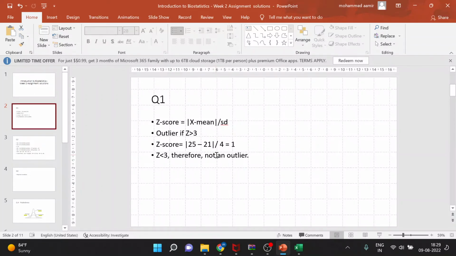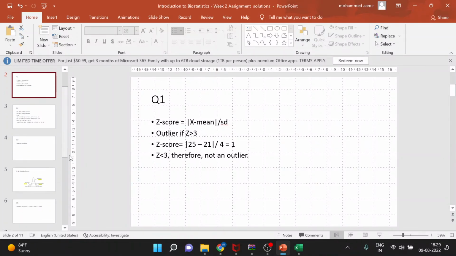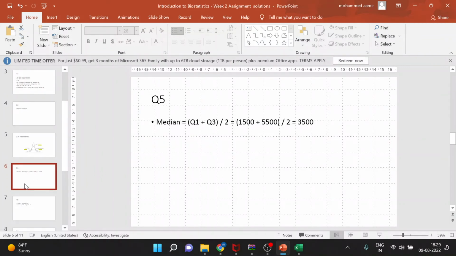Did you get that? Okay. Question 5 was, we need to calculate the median for a normal distribution whose first and third quartiles are 1500 and 5500. To do that, you just take the mean of both values, because normal distributions are symmetric. When you do that, you get a value of 3500 as the median.